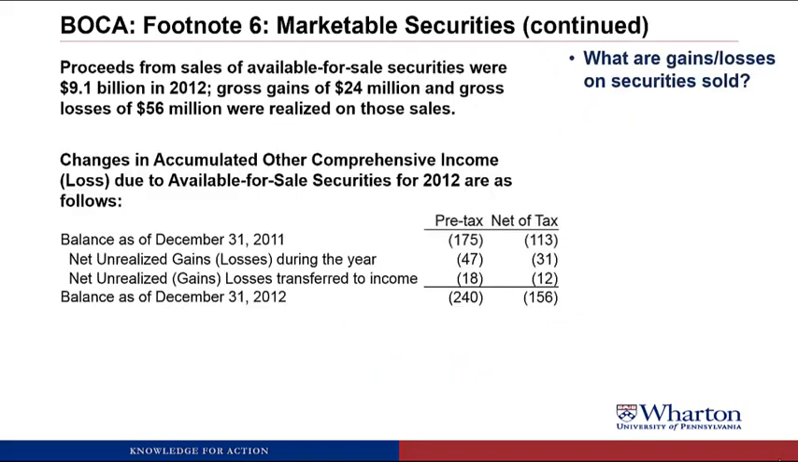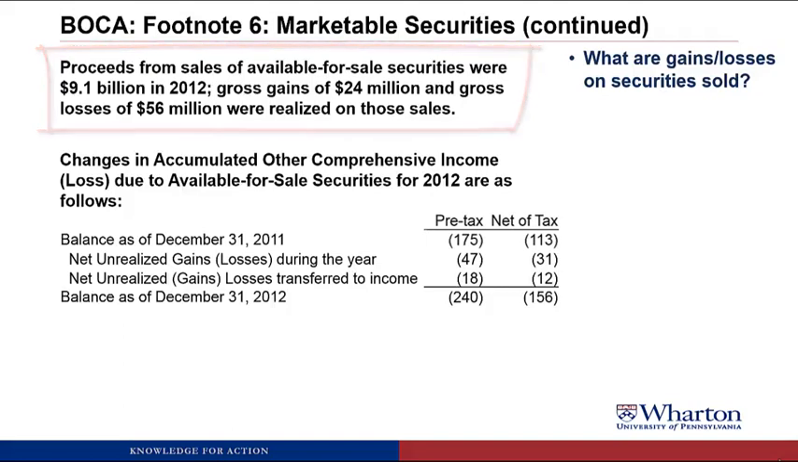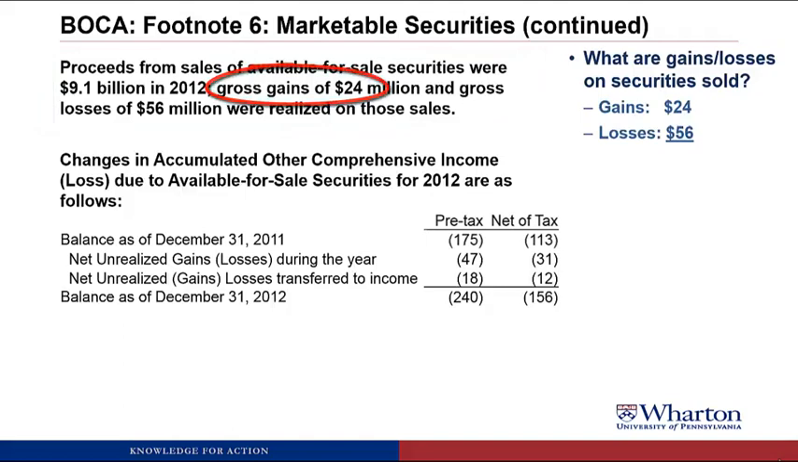So now let's go to the question of what are the gains and losses on securities that are sold. Here's the rest of footnote 6 for marketable securities. At the top, it talks about proceeds from sales of available for sale securities were $9.1 billion in 2012. Gross gains of $24 million and gross losses of $56 million were realized on those sales. So we have gains of 24, losses of 56, a net loss of 32. And remember, we've talked about this, you can have both gains and losses because you're selling individual securities, and each individual security has its own embedded gain or loss up to this point.